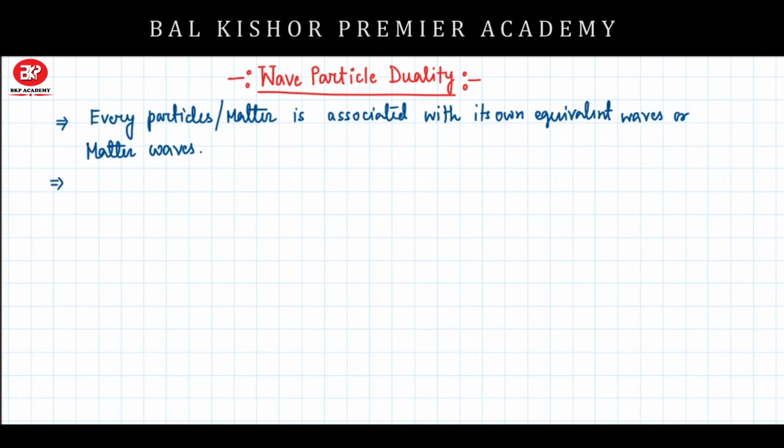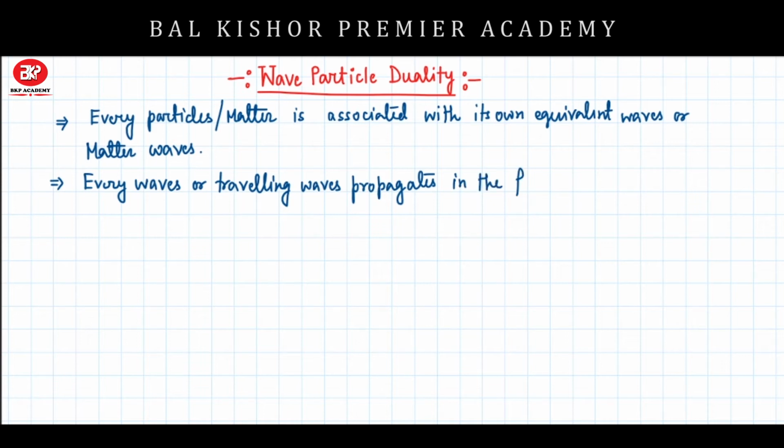Another part of the wave particle duality is that similarly every wave, or traveling wave, propagates in the form of a stream of particles. And these two statements give the total wave particle duality.